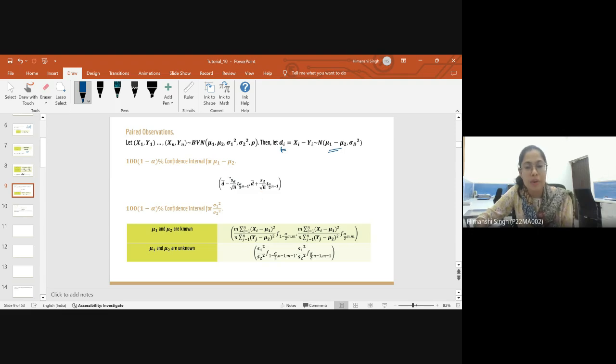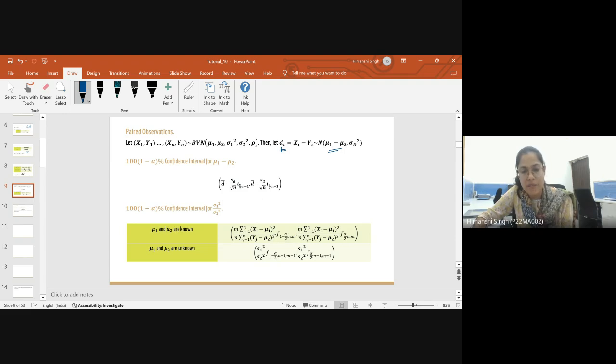Now if I want to consider the ratio of the variances, sigma 1 square divided by sigma 2 square, I again have two conditions: mu1 and mu2 both known or both unknown. If both are known, then we will have the appearance of the F distribution.